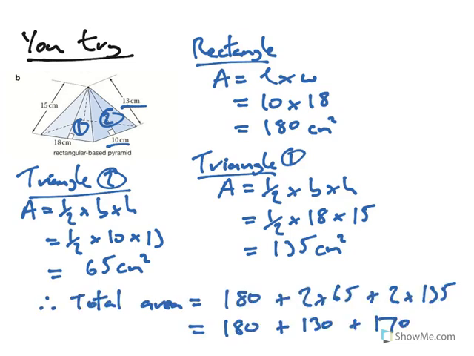So for the total area, you need to add them together. You need to add the rectangle to 2 of triangle 1 to 2 of triangle 2. So that's what I've written down here, 180 plus 2 times 65 plus 2 times 135. So it gives me 180 plus 130 plus 270. Let's try that again. And if you add all those together, you're going to get 400 from these second 2 bits, so it's going to be 580 altogether. 580 centimetres squared.